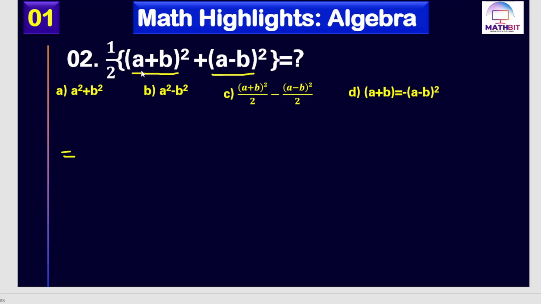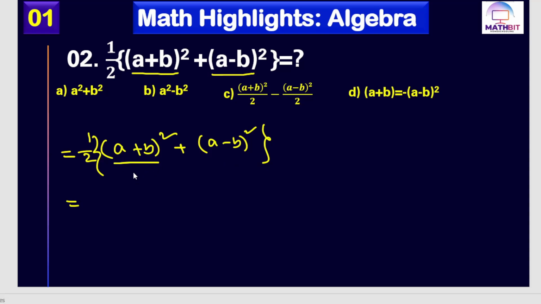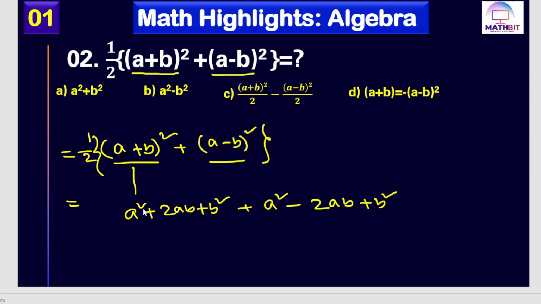this one we can write, here is (a plus b) whole square plus (a minus b) whole square. This has a rule. Look, for this one we will get a square plus 2ab plus b square, right? Plus, in here we will get a square minus 2ab plus b square, right?